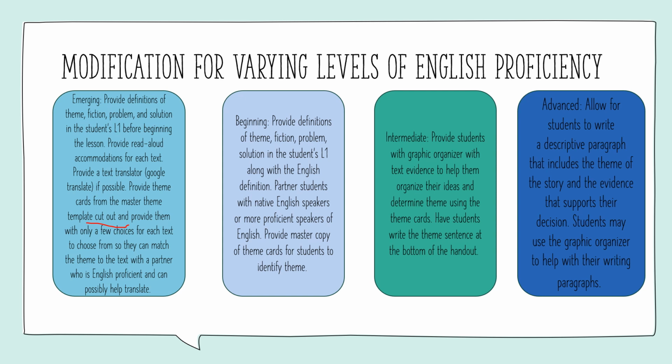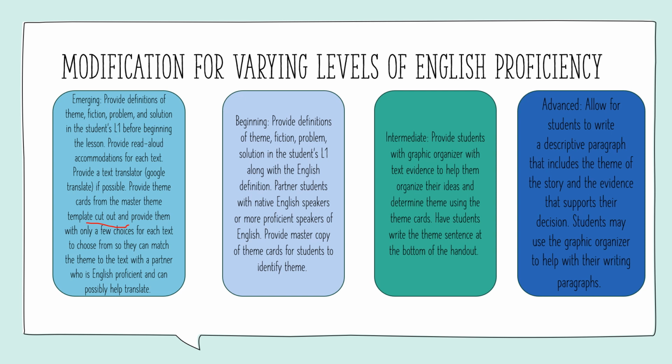I would also partner them with someone who is more English proficient, and so they can possibly help translate if they speak the same language, but otherwise they can hear a fluent reader read the story, and they can have that conversation with them. For beginning, I would provide the same thing, dictionary definitions of theme, fiction, problem, solution in that student's first language. I would partner them with native English speakers or more proficient speakers, and I would provide them just one copy of the master theme cards for them to point to and select to identify the theme there.